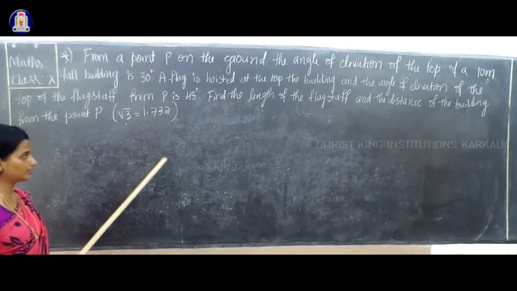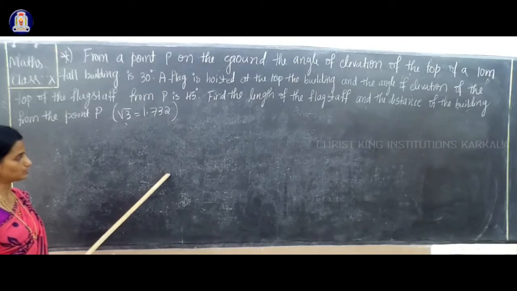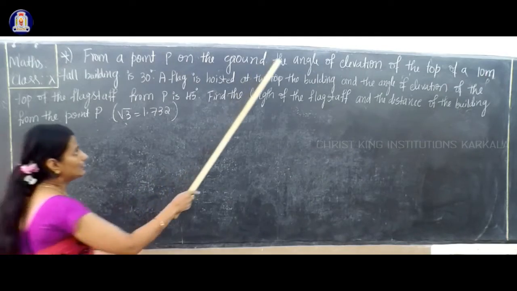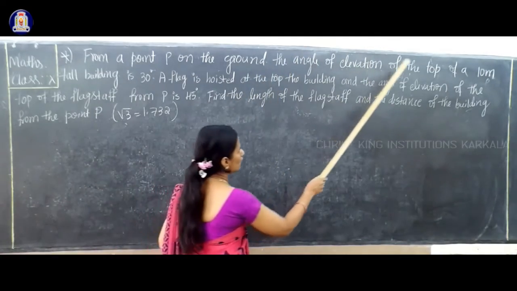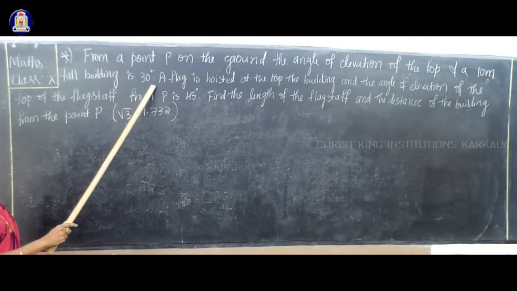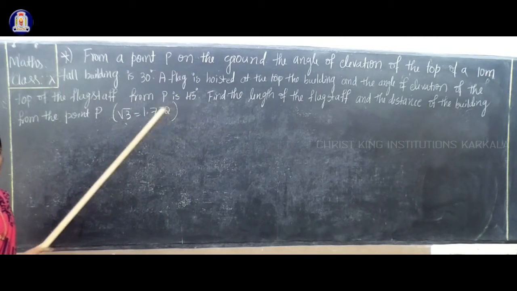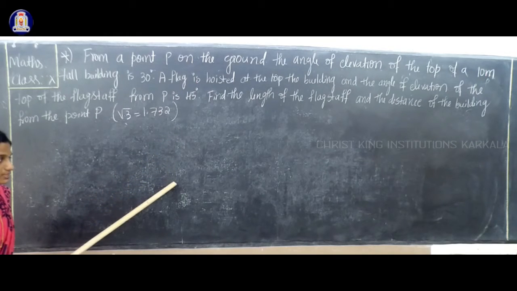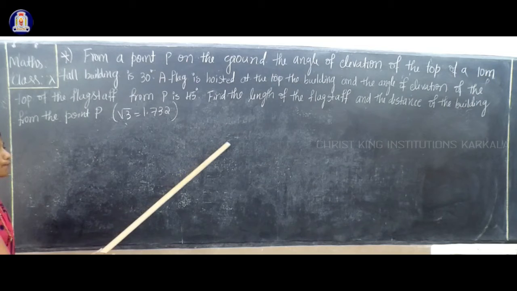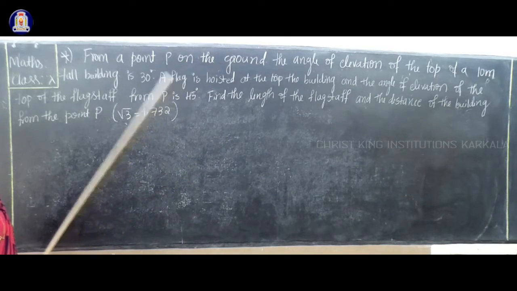From the point P on the ground, the angle of elevation of the top of a 10-meter tall building is 30 degrees. So you got the figure, correct now? From this point to the top of the building, the angle of elevation is 30 degrees.